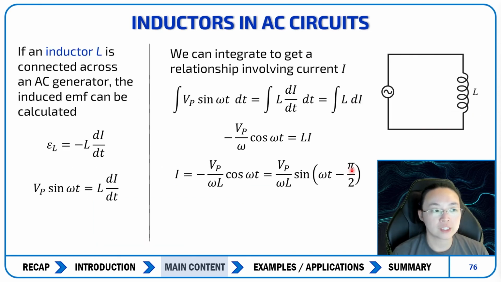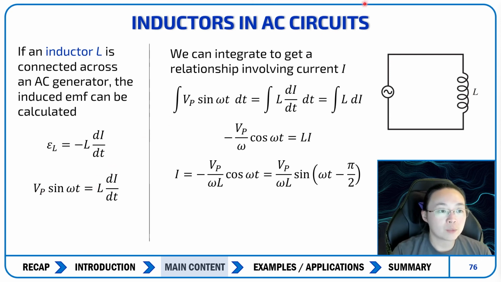We've gone through resistors, we've gone through capacitors. We now want to take a look at inductors in AC circuits. If an inductor L is connected across an AC generator, we can calculate the induced EMF. So this is Faraday's law. We can replace epsilon L with this because that is the EMF or the voltage from the source. We also know that there's back EMF, so it's going to be the negative of the change. So we just make sure that this is opposite of what is being generated.